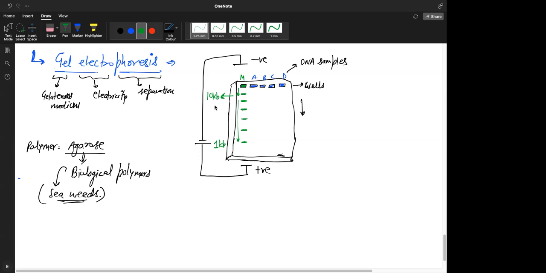Then this will be, let's say, 8 kb, 6 kb, 4 kb, 2 kb, and then 1 kb. So now for our sample, we know that our gene of interest is a 2 kb gene. If I find in sample A a band here, it means this is a 2 kb DNA fragment or somewhere around it, right? I also find it in D. So this is the pattern that I get.